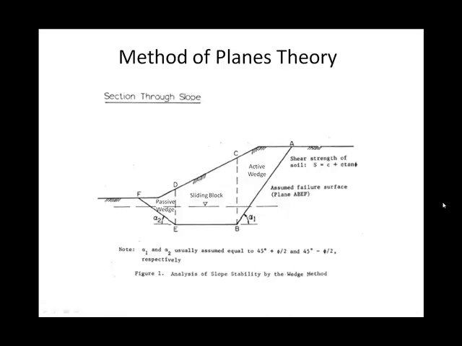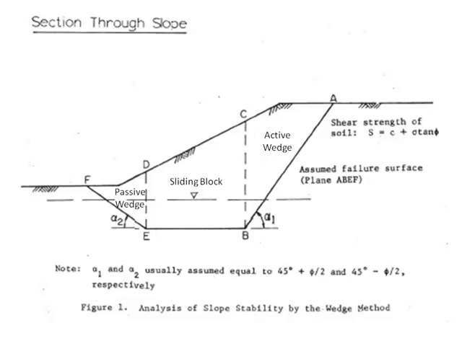The following is a discussion of the theory behind the method of planes as implemented in the Uplift program. This theory and these figures that are used herein can be found in a thesis written by William Caver for the University of Mississippi. The sliding mass in the method of planes is divided into three zones: an active wedge, a sliding block, and a passive wedge.